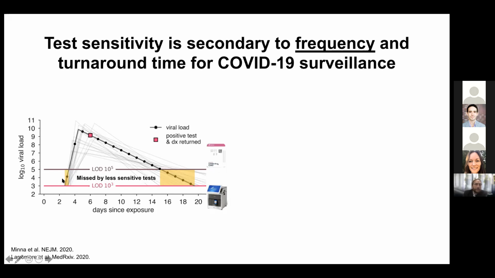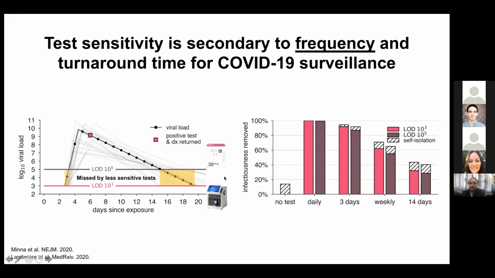If you only get one shot at testing and you're using an antigen test and you happen to fall into this window before detectability early during disease course, then you completely miss out and you miss an infection. However, if you test them daily, you'll pick up that infection the next day.